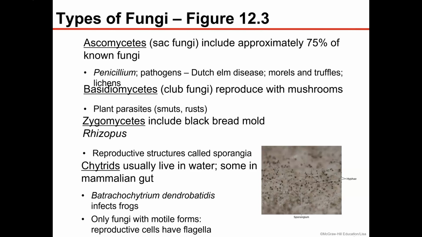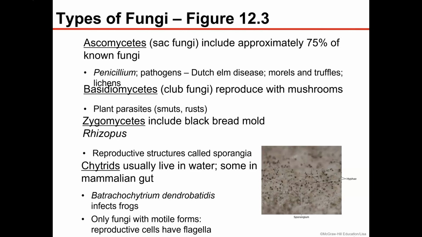Then we have Zygomycetes. Zygomycetes includes your black bread mold, which is known as Rhizopus. These are multicellular. They form hyphae, and the hyphae generally are not septate, okay, non-septate hyphae. And the example here would be your Rhizopus stolonifer, which is the black bread mold.